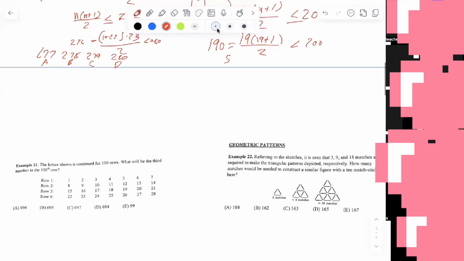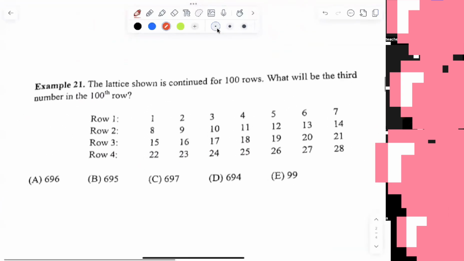Let's move on. Example 21. Now the lattice sum is continued for 100 rows. What will be the third number in the 100th row? I'll let you guys have a try and tell your answers in the chat.